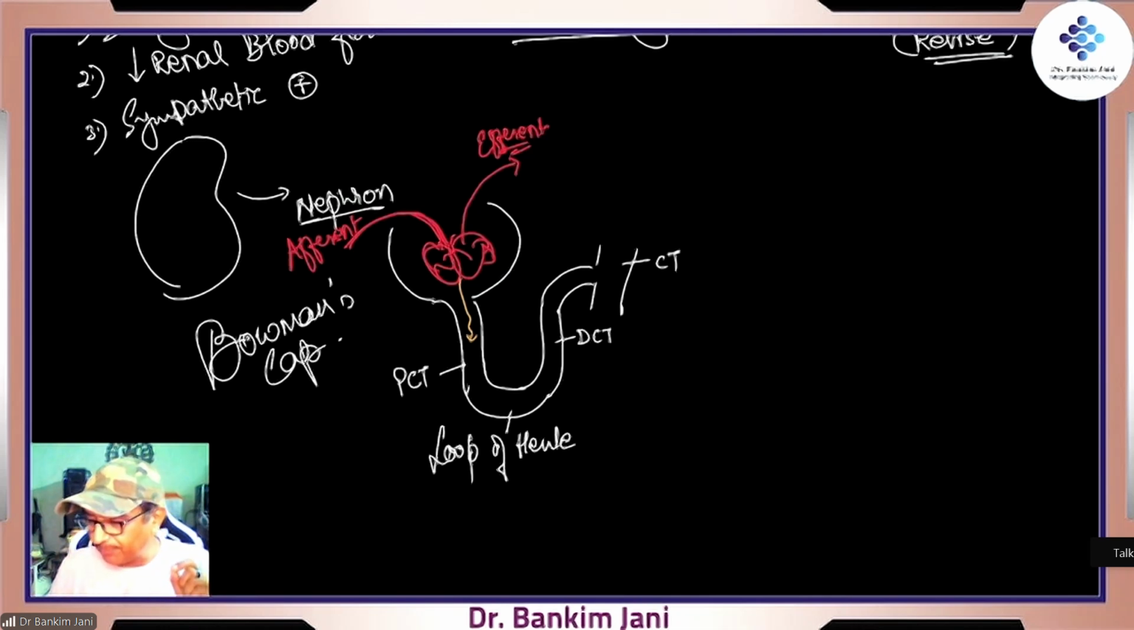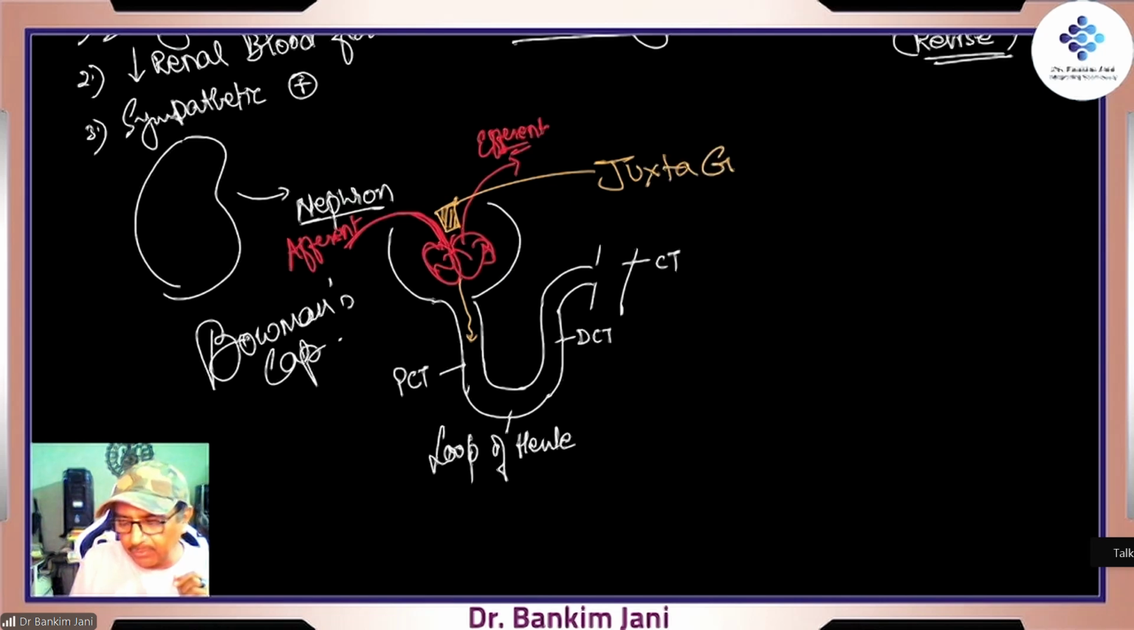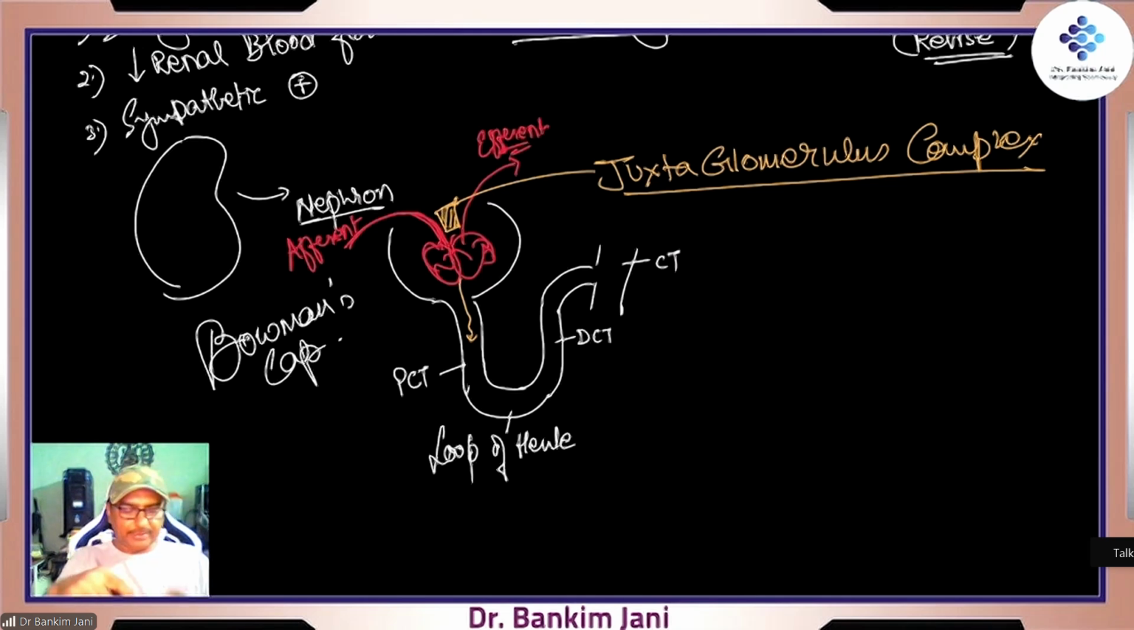So here comes our first area of interest, and it is this area. There are specific types of cells over here which are called the juxtaglomerular complex. On top of it, there is the macula densa and everything. But right now we are not going into that detail. These are the cells which are just at the junction of the afferent and efferent, and at that point these cells are sitting.